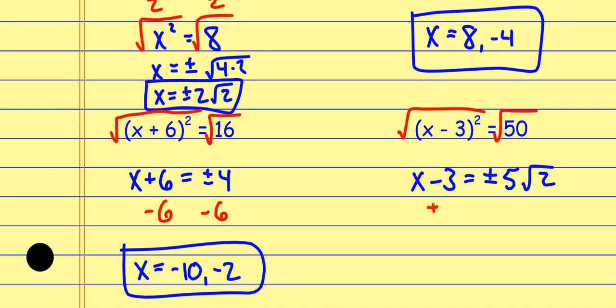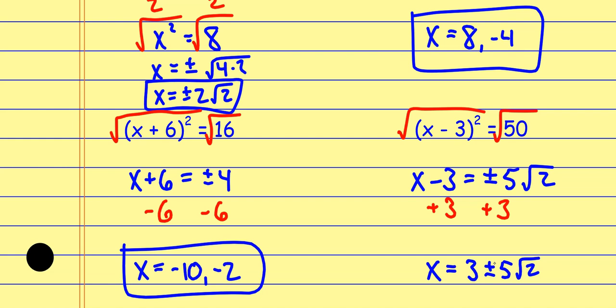And now I'm going to add the 3 to each side. And now here's the thing. If I look at this, these are not like radical terms. Remember, I can only add terms that have the same radical. So the 5 root 2 and the 3 can't be added. So I just leave them separated. I have the 3, and then I want to add the 5 root 2, and I want to subtract the 5 root 2. So I leave it as 3 plus or minus 5 root 2.